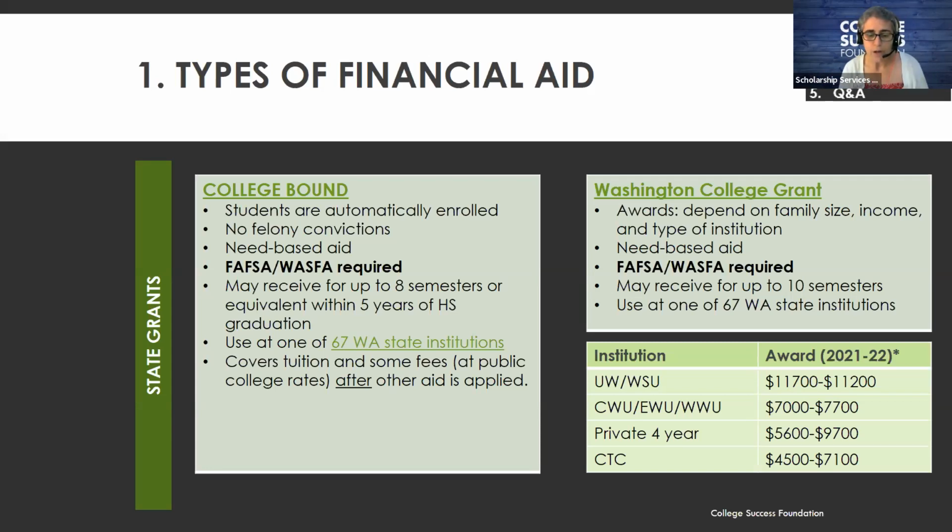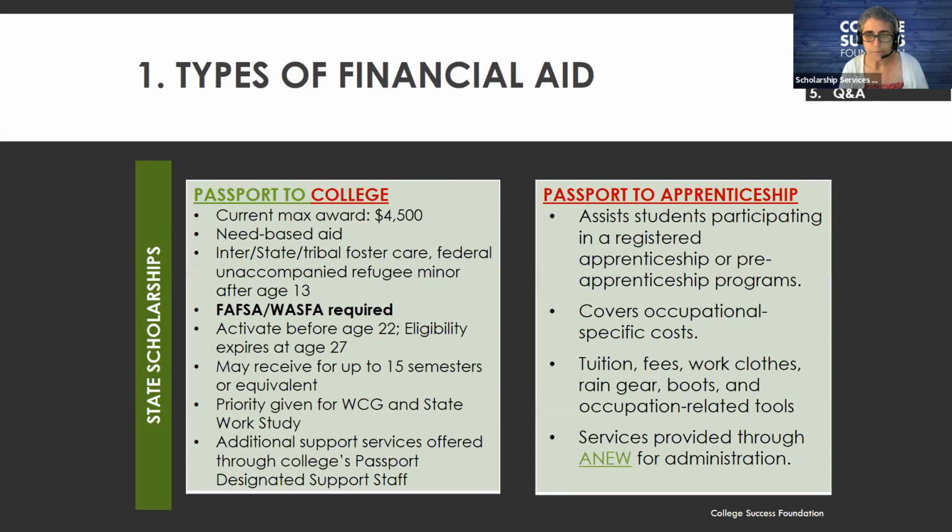Quickly cover the passport to career, passport to college and passport to apprenticeship. This is a program, again, for students that have been part of the foster care system or are unaccompanied minors, and you can see a little bit of the description on the screen. Students have to complete their FAFSA or their WASFA.